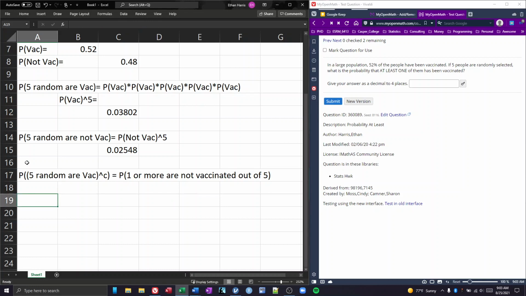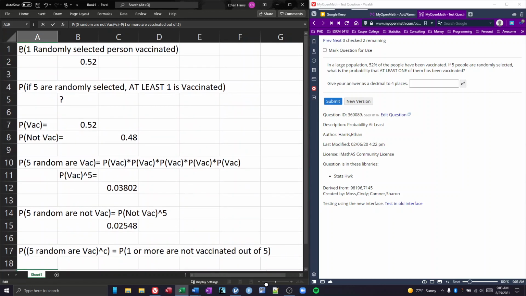So let's try to take the complement of this other one. So the probability of 5 random, sorry, okay, so let's look at this one. So if we do 5 random are not vaccinated, complement. Well, if all 5 are not vaccinated, the complement of that would be any other combination of those 5 where at least 1 is vaccinated. 1 or more are vaccinated out of 5. And hello, I think that we finally got there.